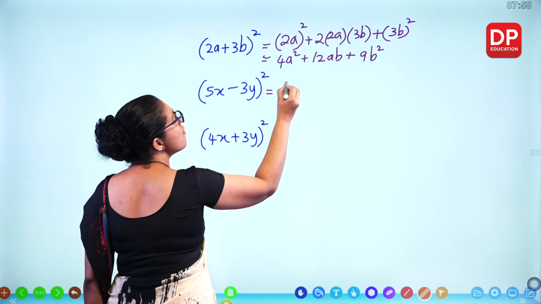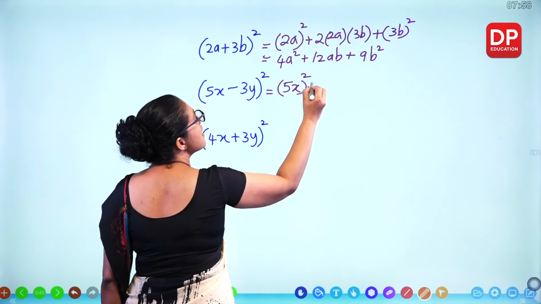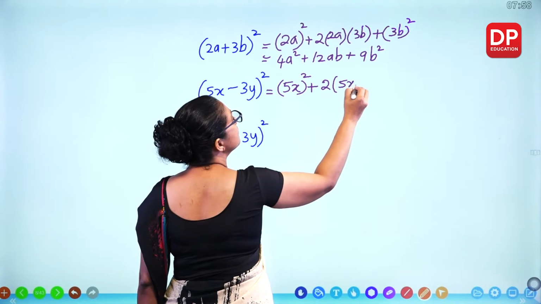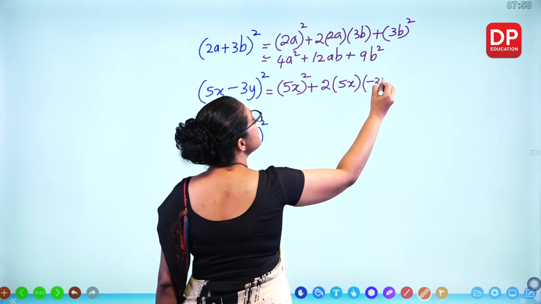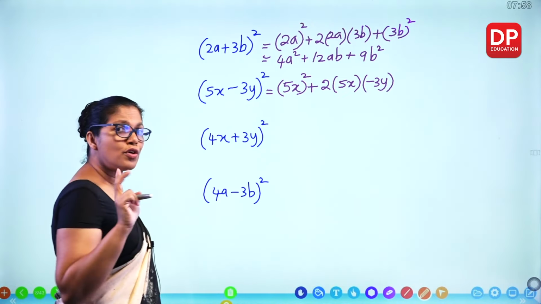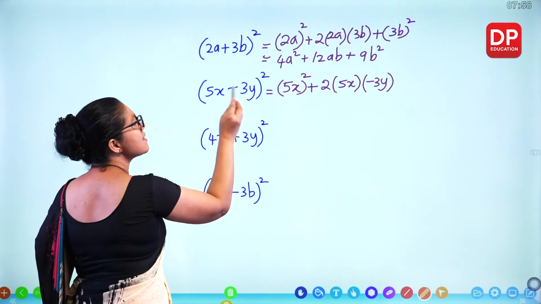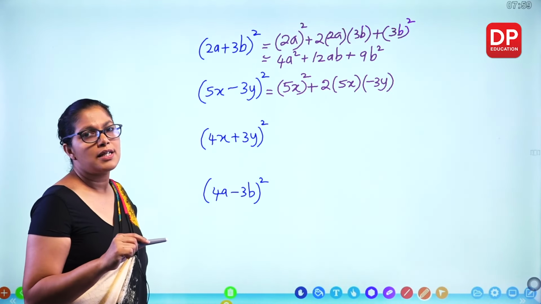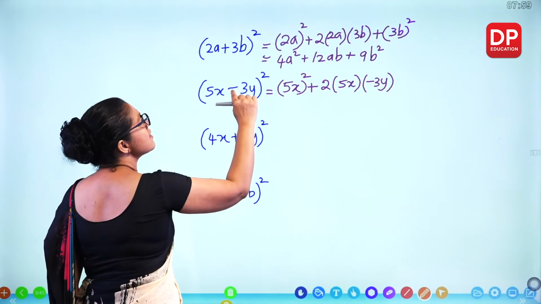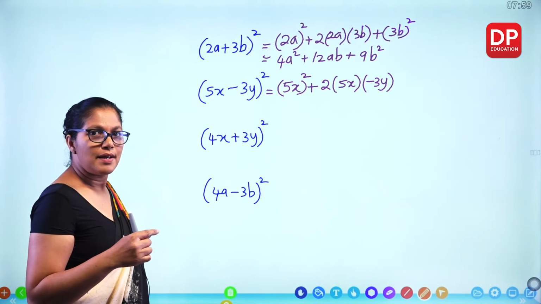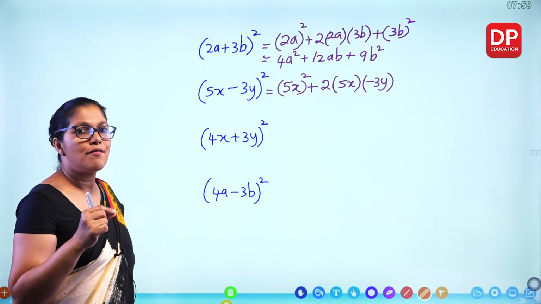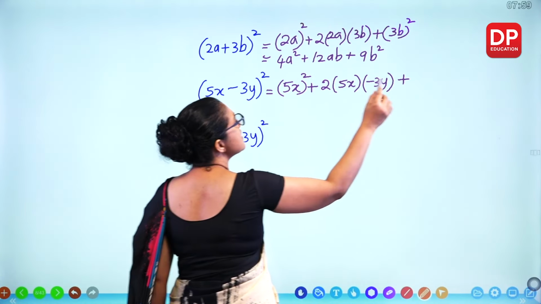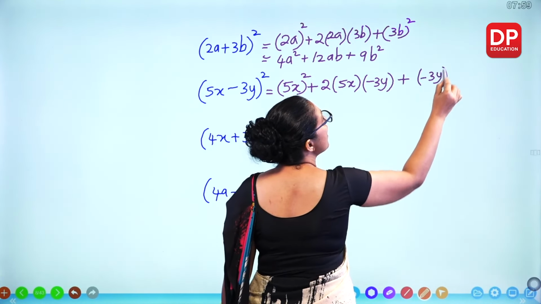So we'll write it down. First term squared plus double of first term and the last term we can take minus 3y. Here I'll teach you two methods. If you're taking the sign for the last term, we put plus always. If you're not using the sign, just take 3y as the last term. Then remember to put minus for the second term. Plus minus 3y whole thing squared.